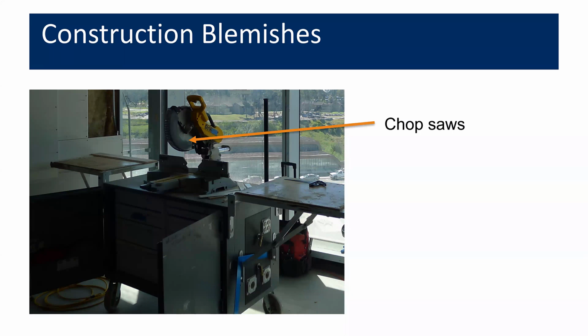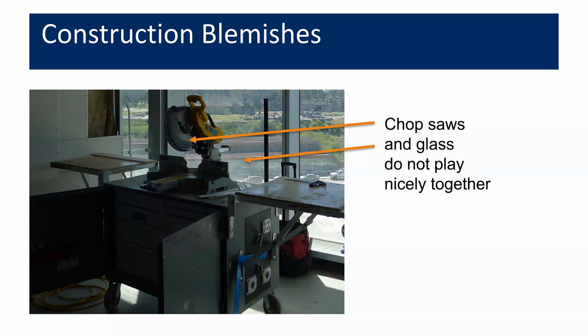Well, we can tell you that chop saws and glass do not play nicely together. The chop saw ends up broadcasting hot, burning metallic components against the glass that's close by and burns itself right into the surface.